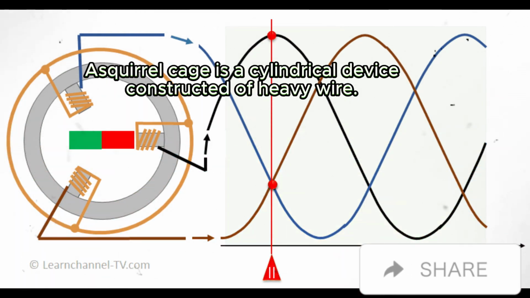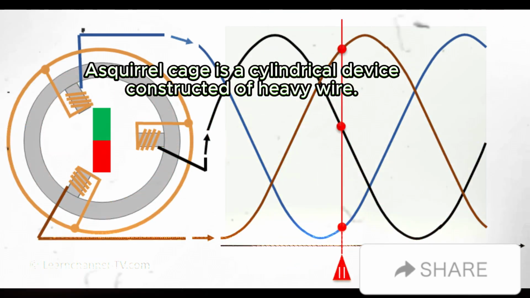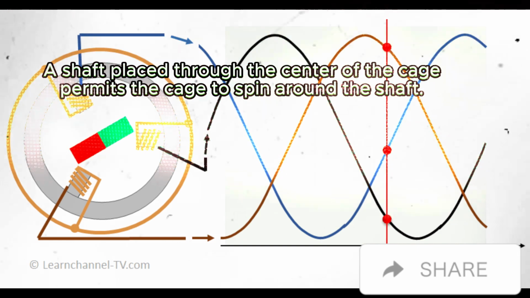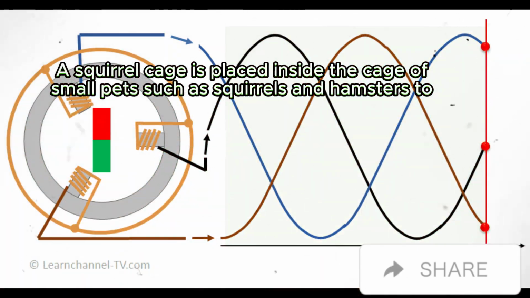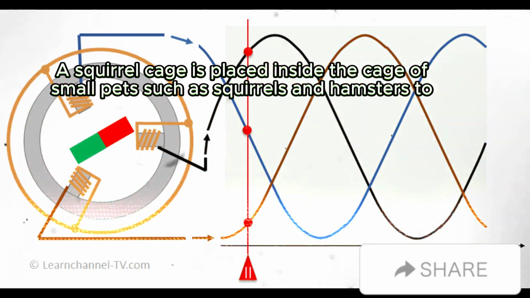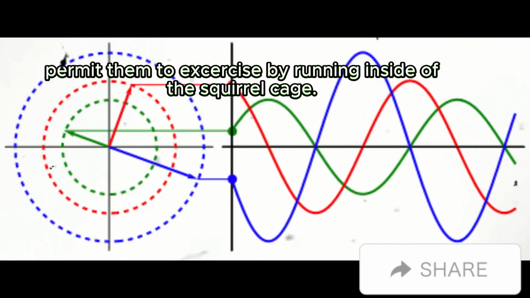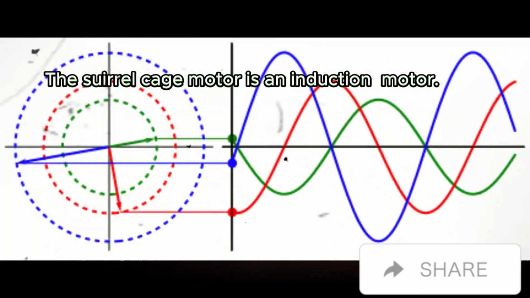A squirrel cage is a cylindrical device constructed of heavy wire. A shaft placed through the center of the cage permits the cage to spin around the shaft. A squirrel cage is placed inside the cage of small pets such as squirrels and hamsters too, to permit them to exercise by running inside of the squirrel cage. The squirrel cage motor is an induction motor.